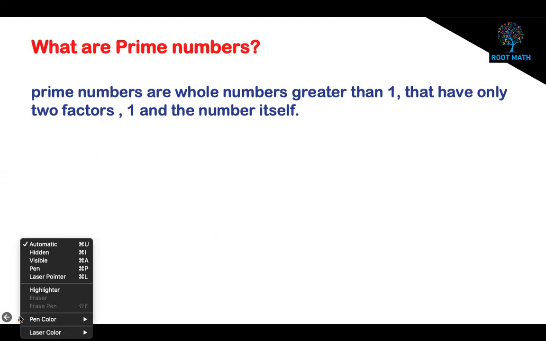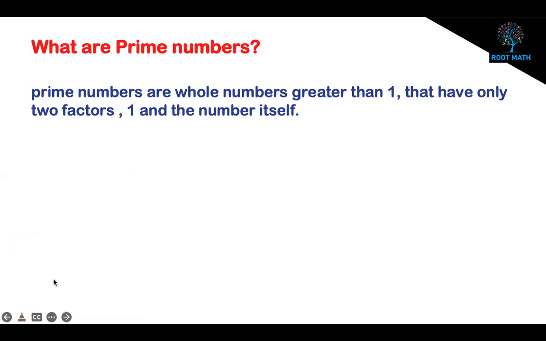Just now you have learned how to identify factors, correct? If I am choosing 2, I can get 2 by multiplying 1 and 2. 2 times 1 is 2 in the second times table. I can't see 2 as a product number in any other times table, which means that for the number 2, the factors are 1 and 2 only, which means 1 and the number itself. So these types of numbers are known as prime numbers.